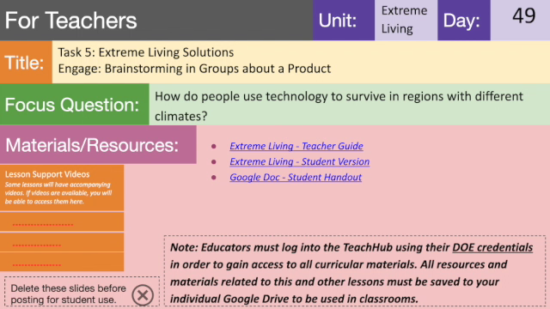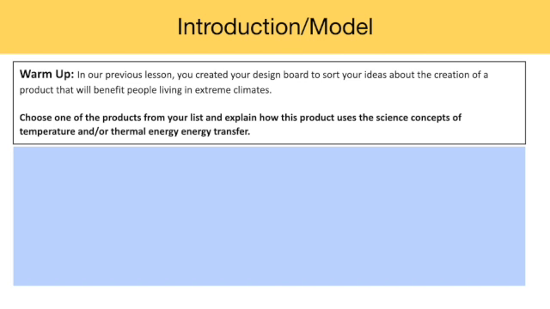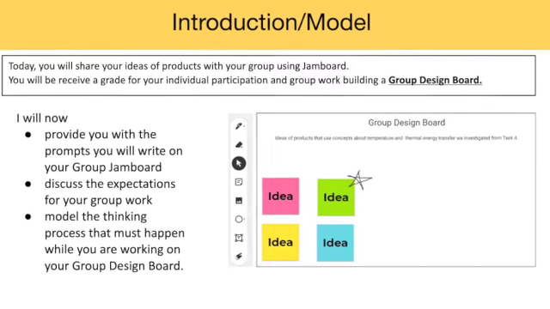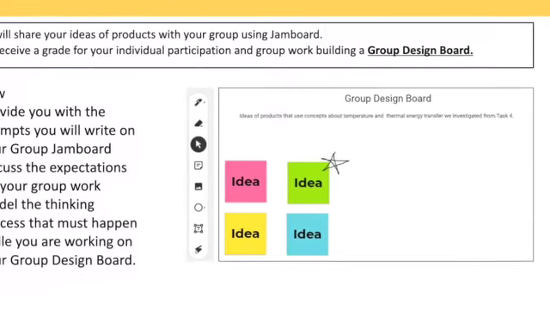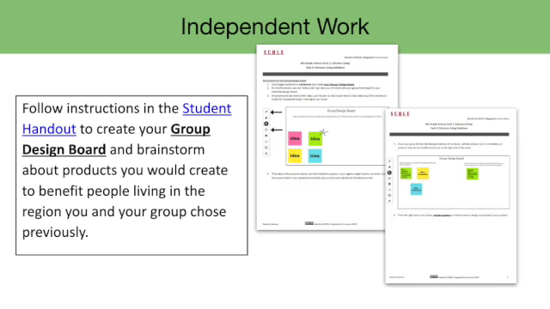On day 49, students will continue their brainstorming in groups. Help students continue to make connections between their ideas so far and the concepts from task 4. How do the products they've come up with use ideas of temperature and thermal energy transfer? Next, students will share their ideas from the previous day in groups using Google Jamboard to create a group design board. They'll add their group's ideas to their own student handouts as well. A separate video included with the slides for day 48 includes instructions for this activity.